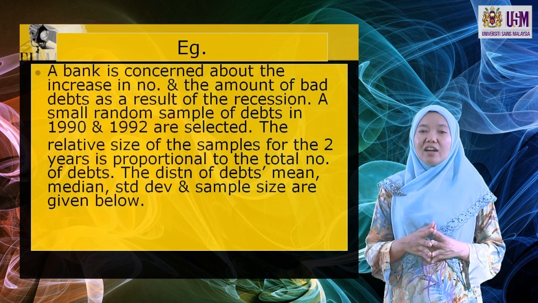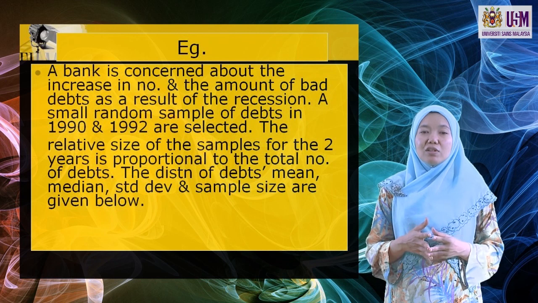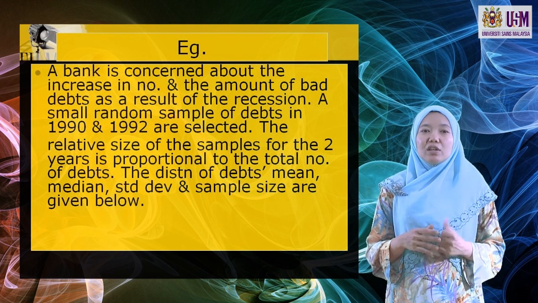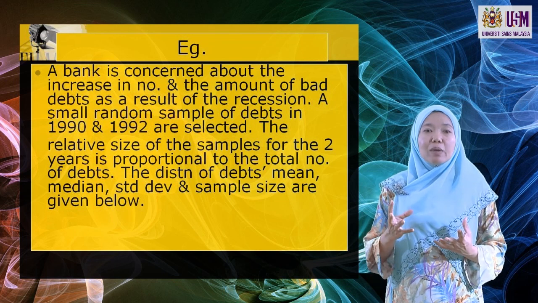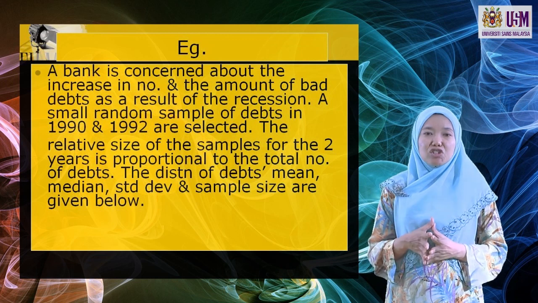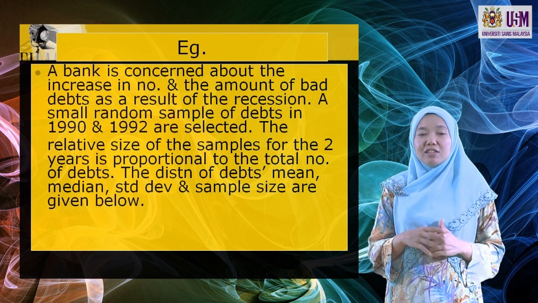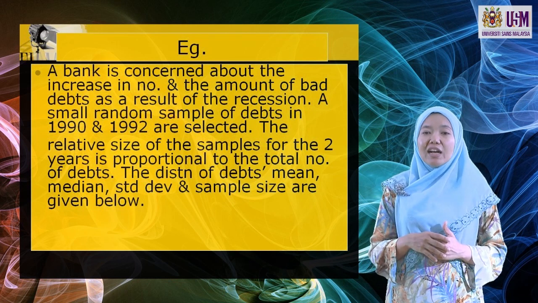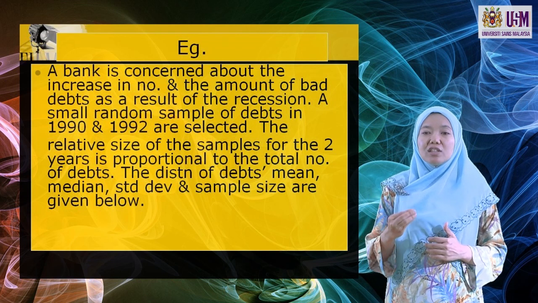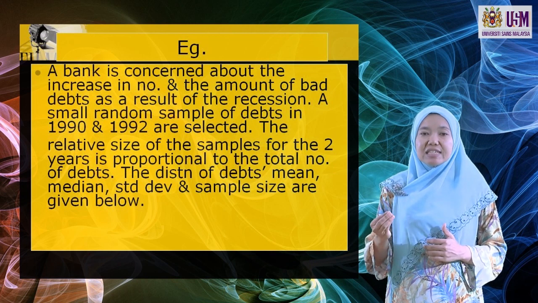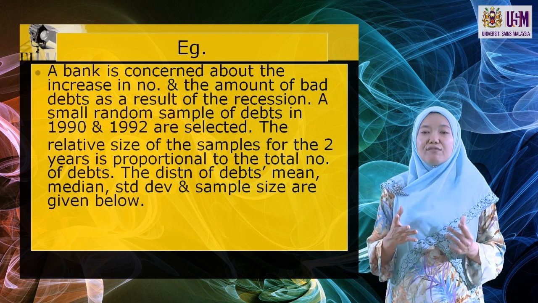Let's consider what I already discussed with you in terms of hypothesis testing for two population means in one example. In this case, we have a bank which is concerned about the increase in the number and the amount of bad debts as a result of the recession. So a small random sample of debts in 1990, this is a bit outdated of course, and in 1992 are selected. The relative size of the samples for the two years is proportional to the total number of debts. The distribution of debt mean, median, standard deviation, and sample size are given below.